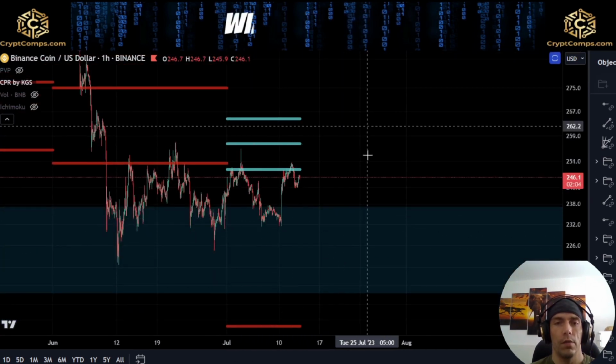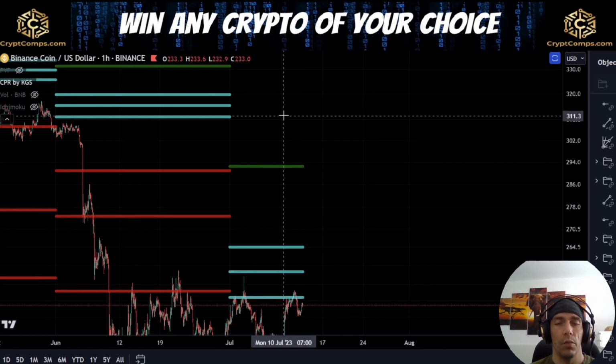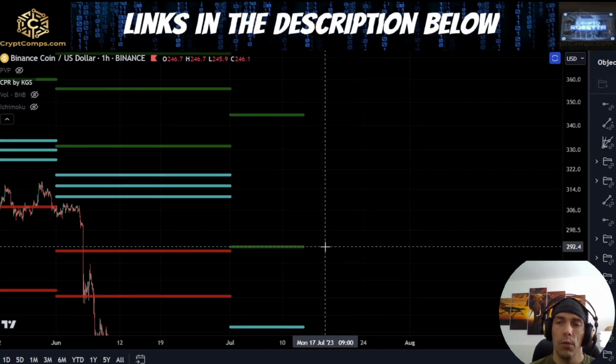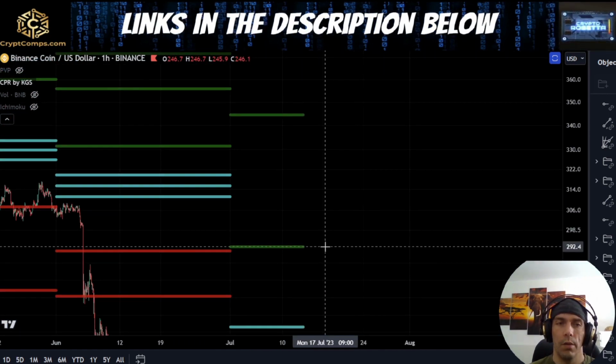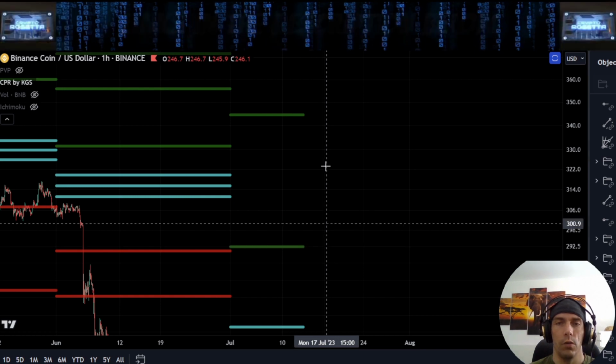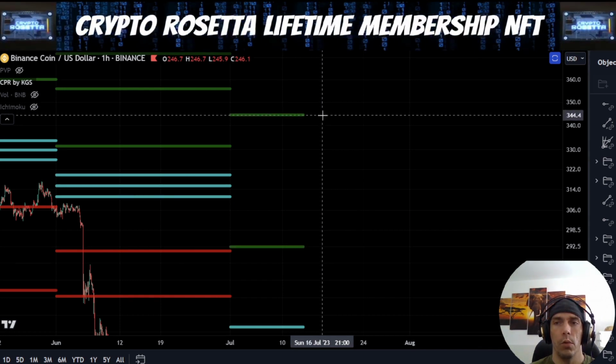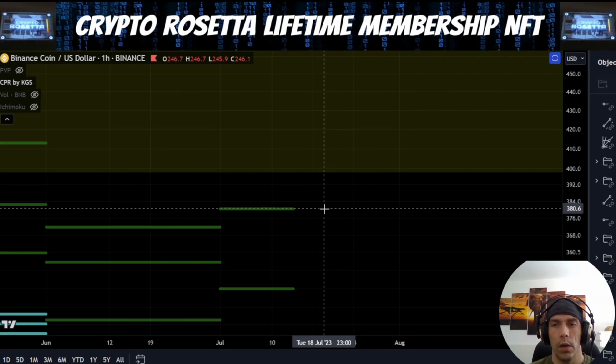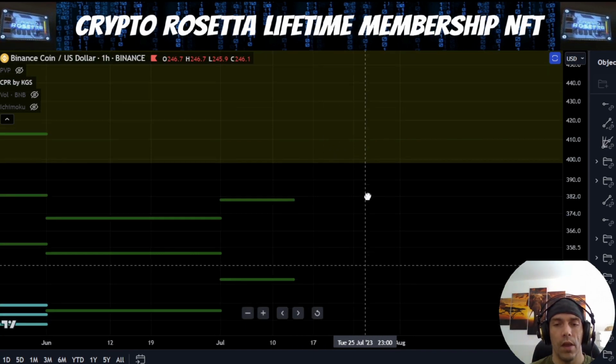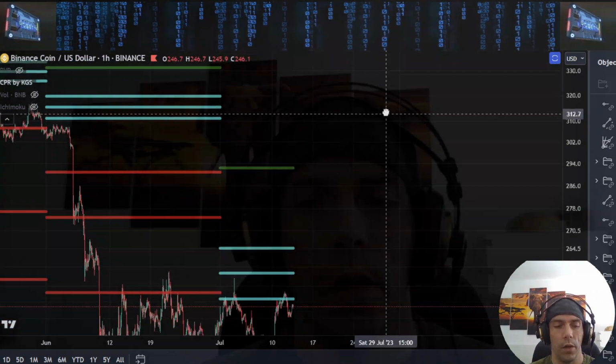Now we don't have to hit these targets. These are just potential pivot points, and price can actually move through these. If we do look to the upside, what we have as a target here is this 292.4. We have this 344.4 and this level here of this 380.6 as potential targets to the upside.